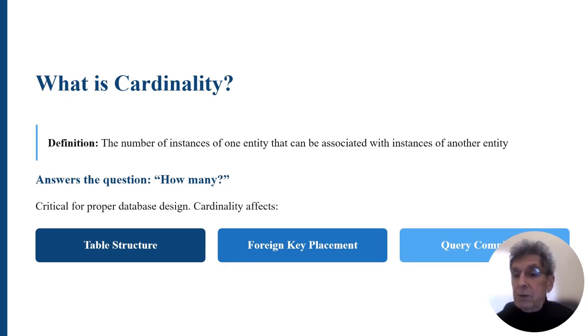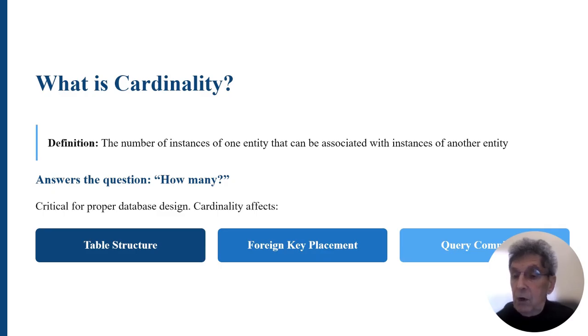Cardinality affects the table structure. Do you need a junction table or not? That depends on cardinality. Cardinality affects foreign key placement. Which table holds the foreign key? Cardinality tells you. Cardinality affects query complexity. Joining tables with different cardinality patterns requires different approaches.